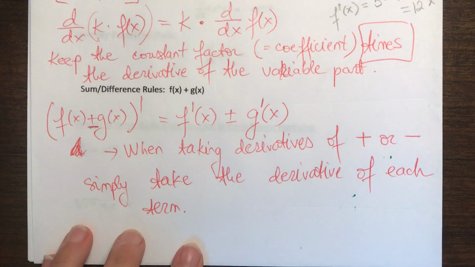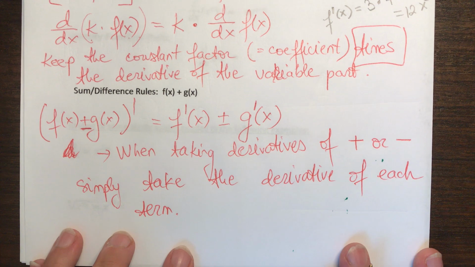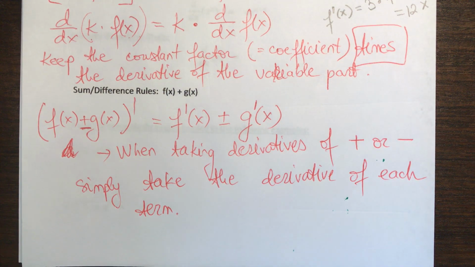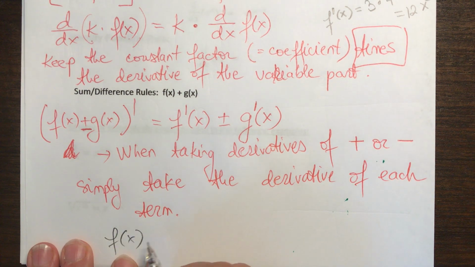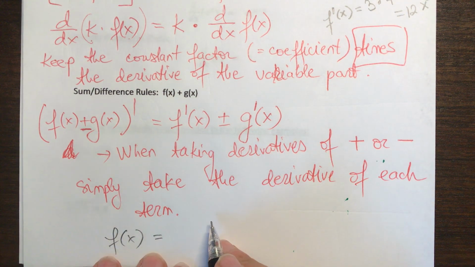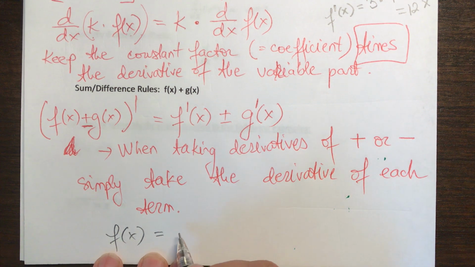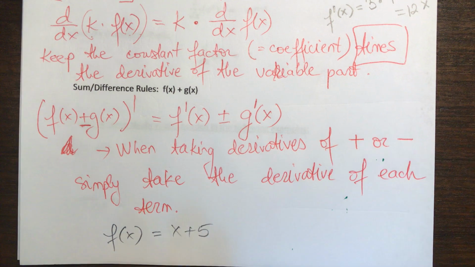Okay, so you go term by term, move on. That's it. So let's just keep something super easy that we already know how to deal with. So let's say I'm giving you a function f of x that says x plus 5. What's going to be the derivative of this function?